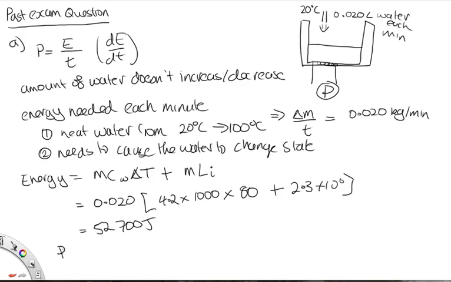So the power is equal to the energy over the time. This is 52,700 over 60 seconds because it's in a minute. The usual unit for power is watts, which is joules per second, so we divide by the 60, which gives us 879 watts on the calculator, which to two significant figures is 880 watts. So that is the answer to part A.